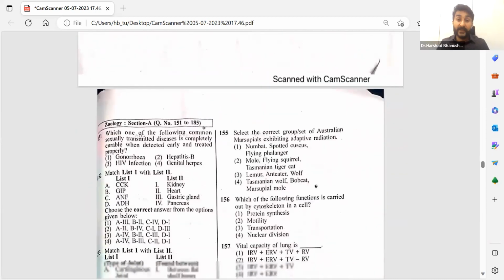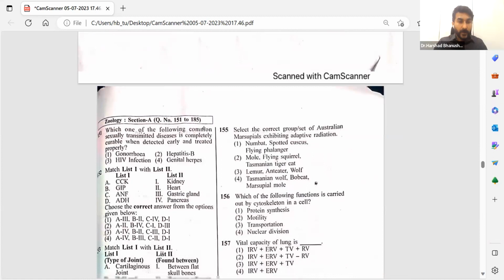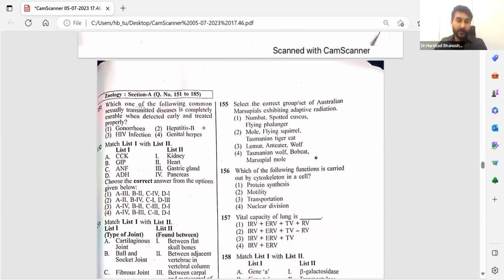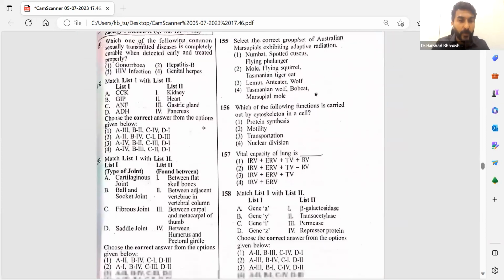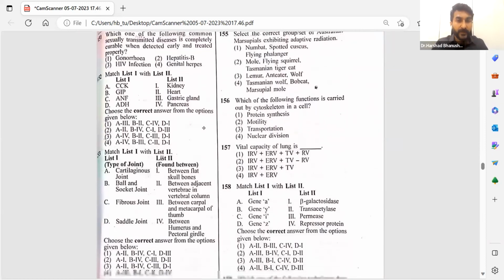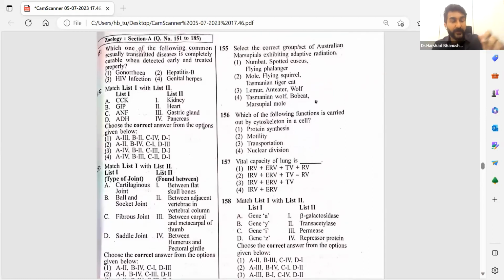We go on to the next section. Now we go on to the zoology section, whereby we have the compulsory section. Which one of the following commonly sexually transmitted diseases is completely curable? If you remember, there is an NCERT line which says that hepatitis B, HIV, and genital herpes are not completely curable. The only one which is completely curable in this case would be gonorrhea.